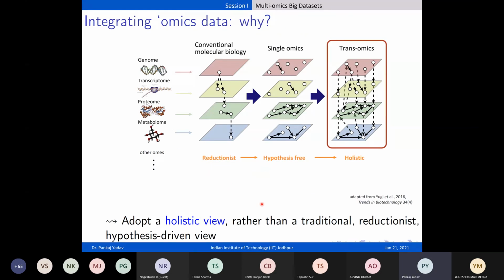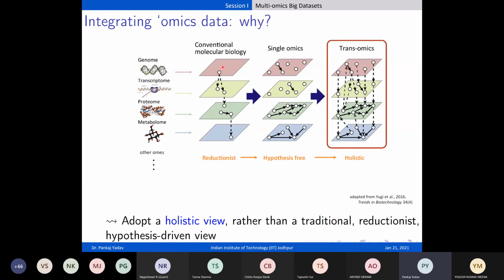And then, so yeah, this is what I meant when I was talking about this vertical integration. This is just a slide which compares the conventional reductionist approach with the transcriptomics approach, the holistic view, we can say.